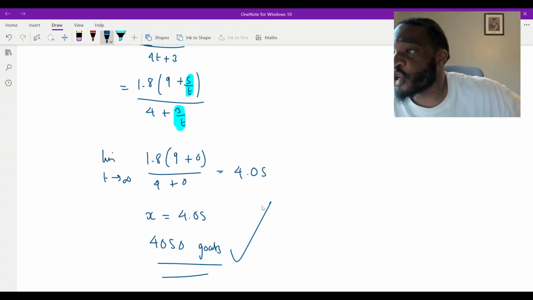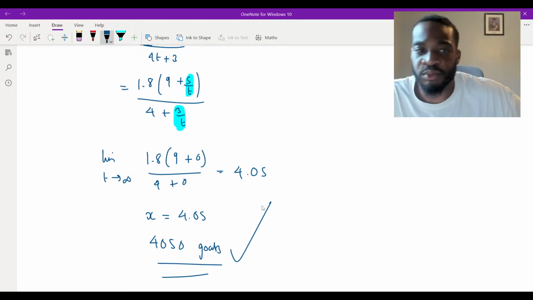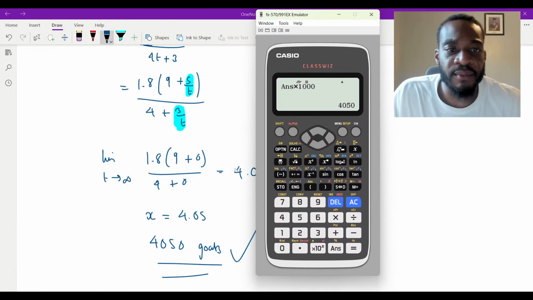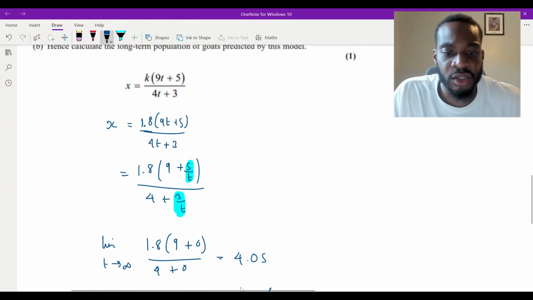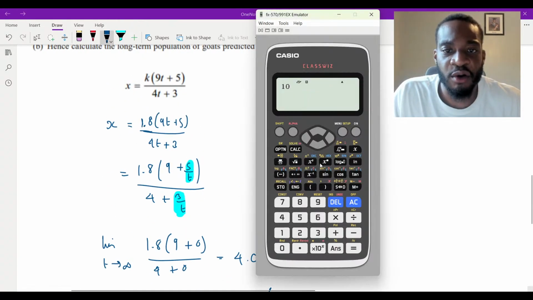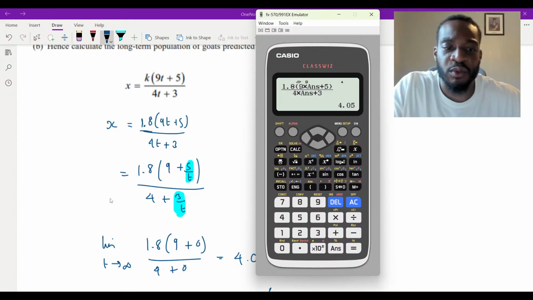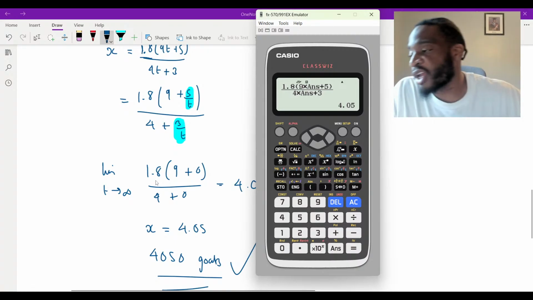Yeah. And again, what you could do, guys, is just plug in a really big number as well. I'll show you. If you were to plug in a really big number into that formula, let's say I always use 10 to the power of 10. That's a really big number, right? If I do 1.8 times 9 times the answer plus 5 over 4 times the answer plus 3, we get 4.05. So again, if worst comes to worst, and you don't like this thing that I've done, you can just plug in a really big number.